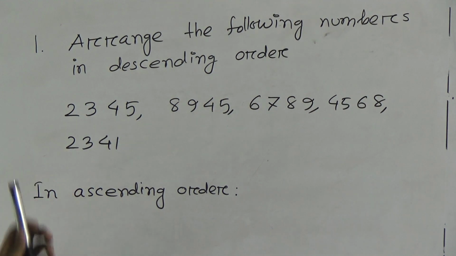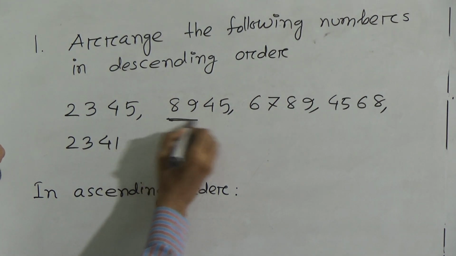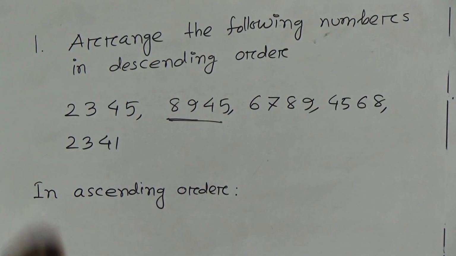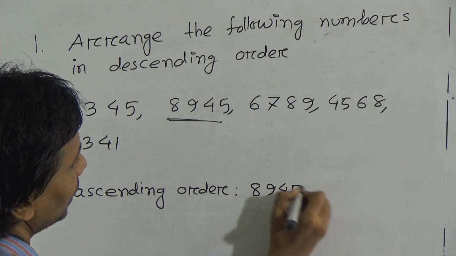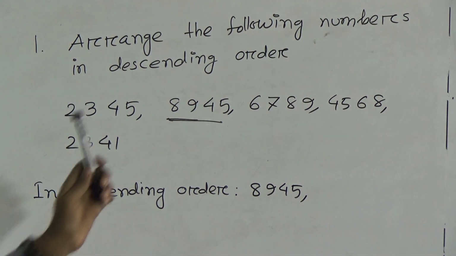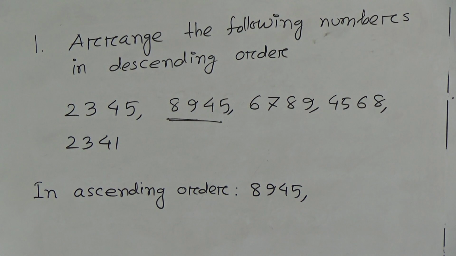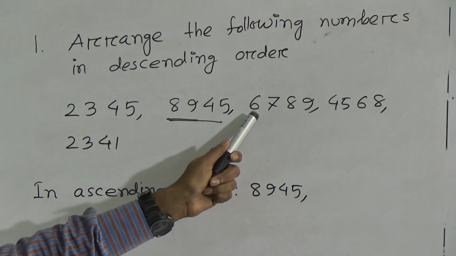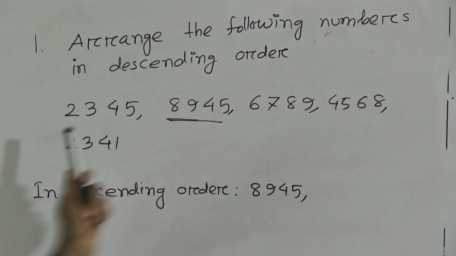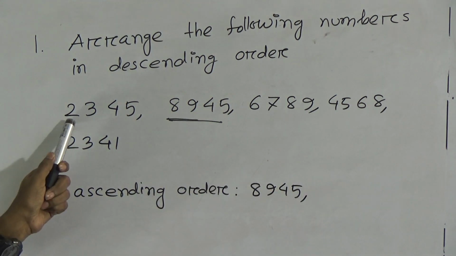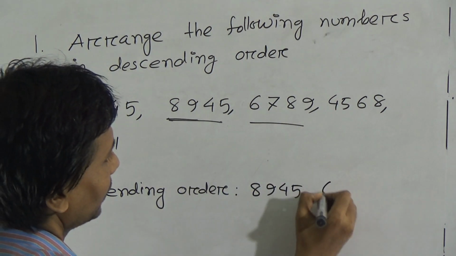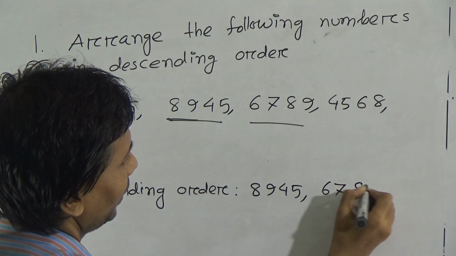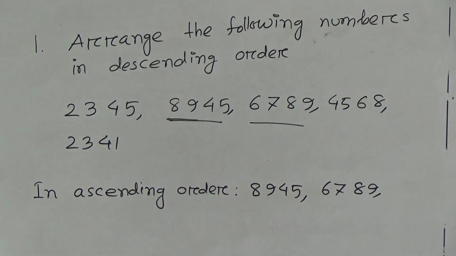2, 8, 6, 4, and 2. Among the thousands places, which one is the greatest? You see, this is the greatest. Okay, so at first you write 8, 9, 4, 5. Okay, now set aside this number. Now again you check, look, one thousands place is 6, thousands place 4, thousands place 2, thousands place 2. So which one is the greatest? Obviously this is right, 6, 7, 8, 9. Okay, now set aside these two numbers.